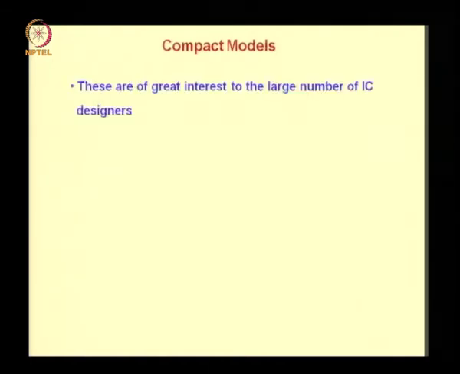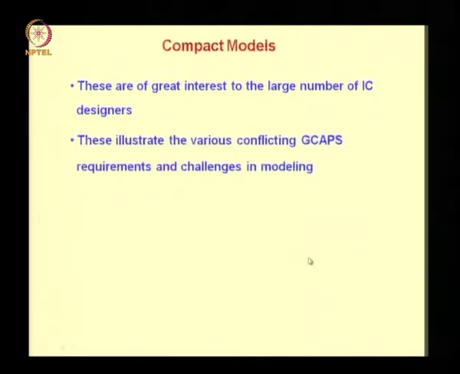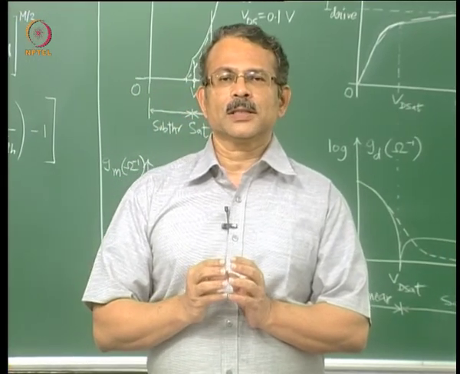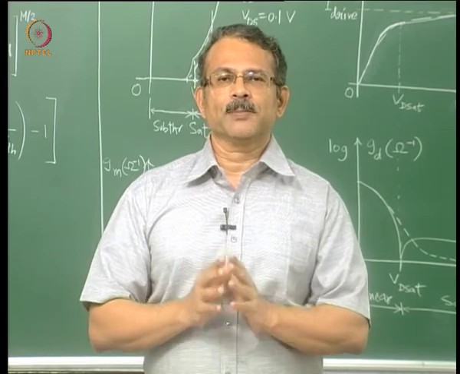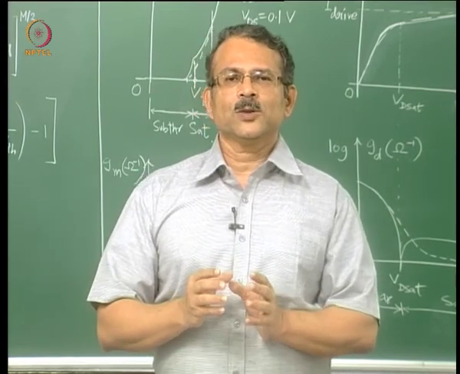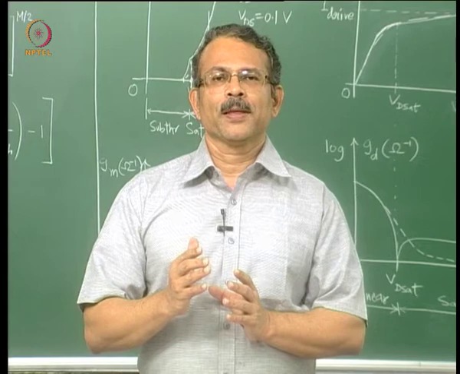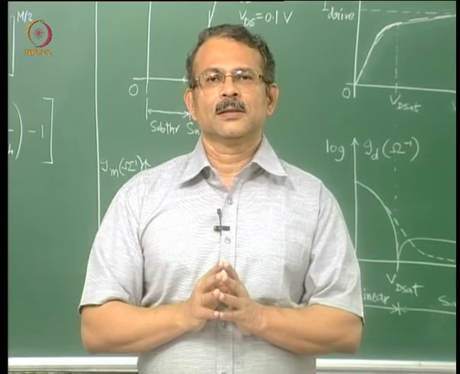Let us look at a few features of compact models. These are of great interest to the large number of IC designers, and these illustrate the various conflicting GCAPS requirements and challenges in modeling. For example, compact models try to achieve physical and mathematical properties at the same time, and so their derivation is sufficiently challenging. Since we are going to discuss compact models of various devices in this course and compact models are important, let us look at some features, why there are some constraints such as continuity or any other constraints on compact models.